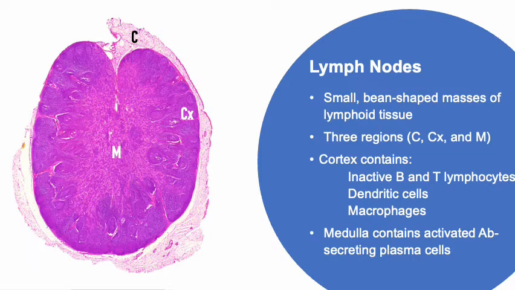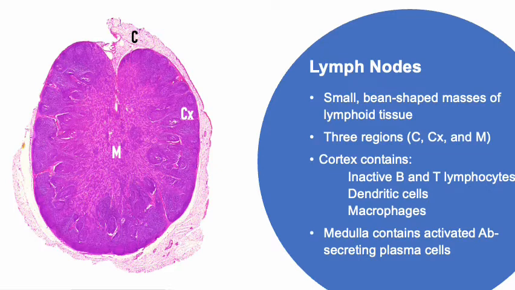Lymph nodes are small, bean-shaped masses of lymphoid tissue. Each lymph node has three regions, which are the outermost capsule, depicted here as capital C, the middle cortex, shown here as CX, and the innermost medulla, depicted here as capital M.